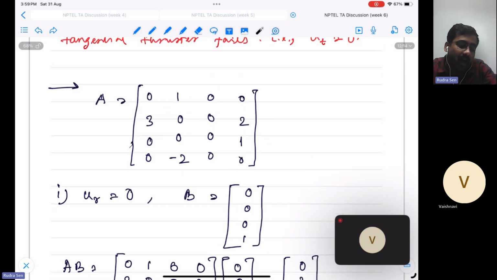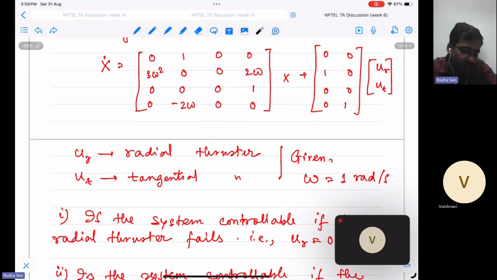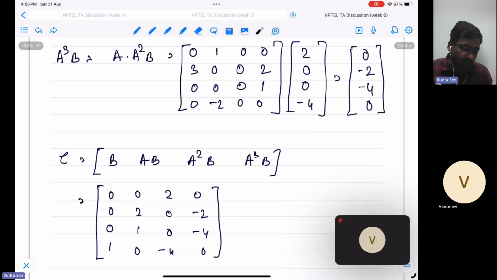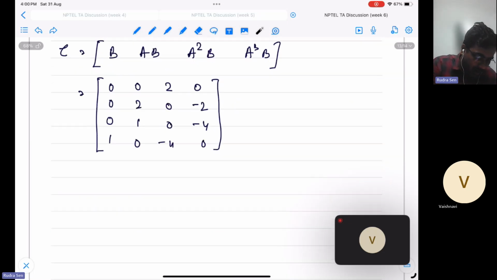But if I ask just to find the controllability of the system, I did not say that UR is 0 or UT is 0. I said that both the radial thruster and the tangential thruster are working, and find the controllability of the system. So in that case, what would be your B?